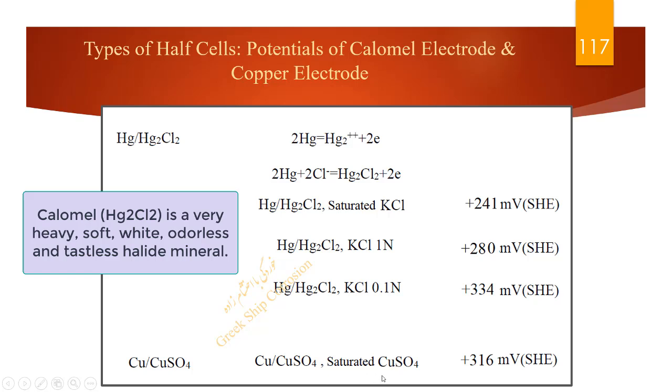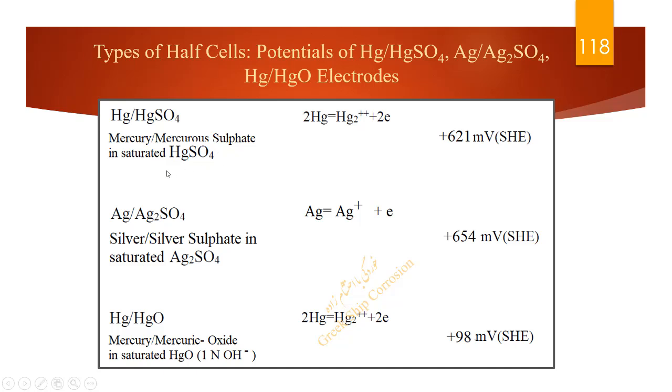Copper sulfate in saturated copper sulfate, positive 360 millivolts versus SHE. Mercury sulfate in saturated mercury sulfate, positive 621 millivolts versus SHE. Silver sulfate in saturated silver sulfate, positive 654 millivolts versus SHE. Mercury oxide in saturated mercury oxide, positive 98 millivolts versus SHE.